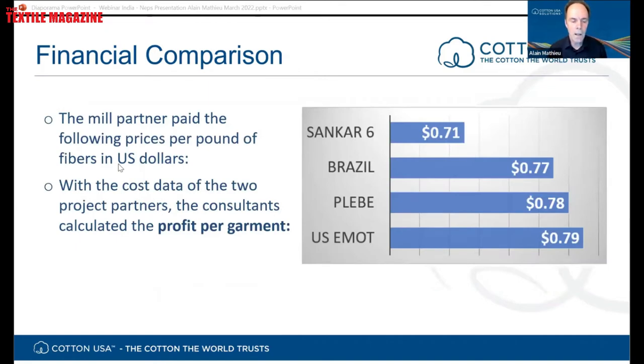So after the technical comparison, the financial analysis was carried out. This chart shows the price paid by the spinning mill for the four fibers studied in the project. The domestic Shankar 6 cotton fiber was cheapest, and the US Upland cotton was the most expensive by 8 cents per pound. With the cost data of the two project partners, the consultants calculated the profit per garment generated by each of the cottons in the study.